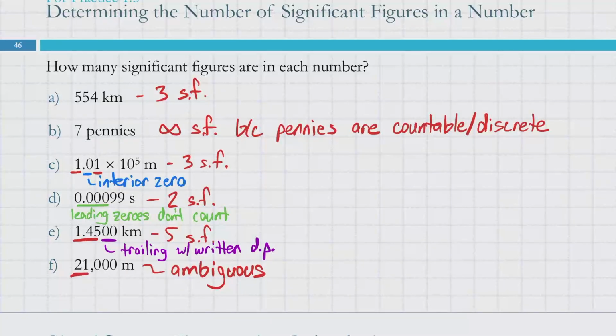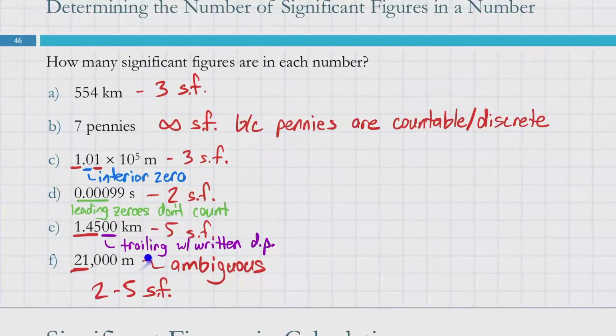We've got at least 2, but maybe up to 5 significant figures. But definitely 2 because we've got 2 non-zero numbers. So if we were playing it safe with 21,000 meters, we would say that it has 2 significant figures. If we wanted to be more generous, we might say that it has 5 significant figures or somewhere in between.